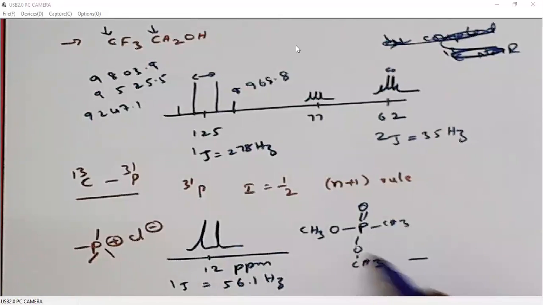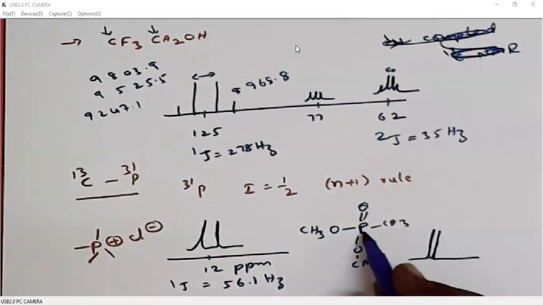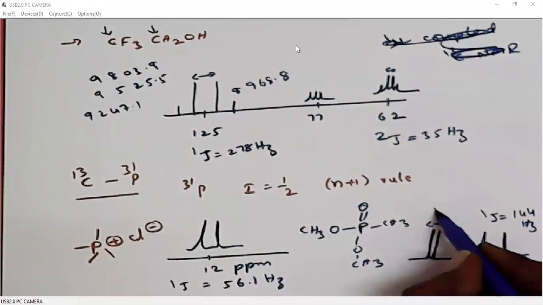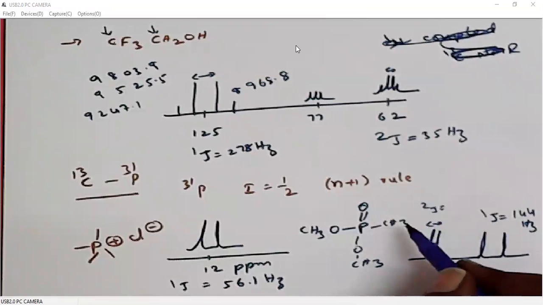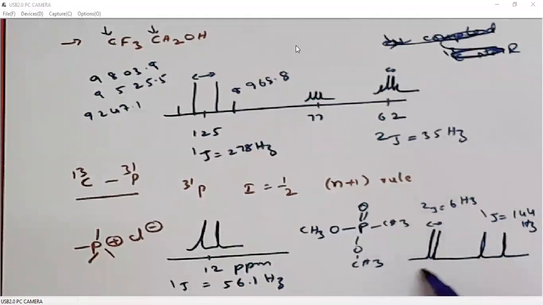The carbon which is present on oxygen will give a doublet like this, whereas the carbon which is directly attached to phosphorus will give a doublet like this. Because it is a one bond coupling, it gives a large coupling constant of around 144 Hz, whereas it is a two bond coupling, it gives a small coupling constant value of 6 Hz. It is observed at 52 ppm. It is observed at 10 ppm.